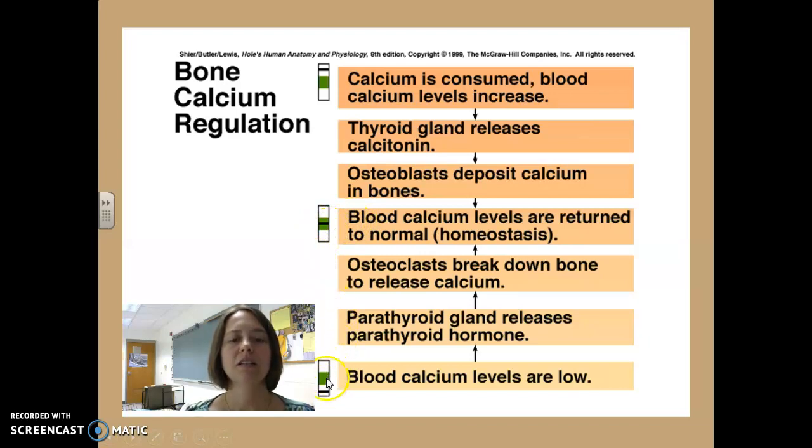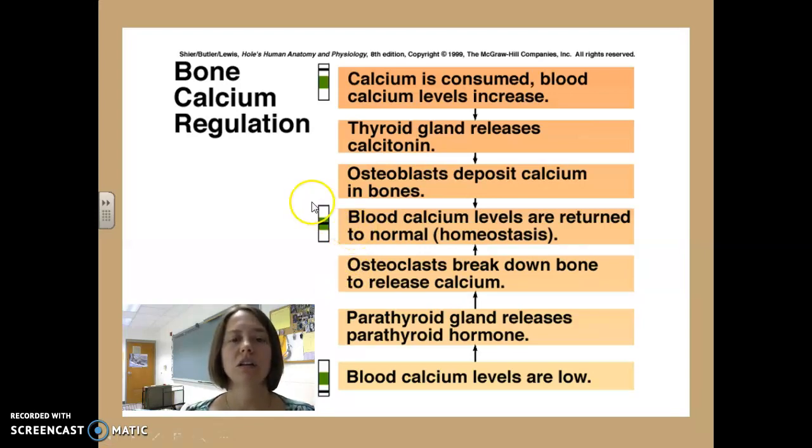Sometimes your blood calcium levels are too low. You haven't been getting enough calcium in your diet, for instance. And then your parathyroid gland will release a different hormone called parathyroid hormone and tell the osteoclasts to break down bone to release the calcium into the blood, and then your blood calcium levels are returned to normal.